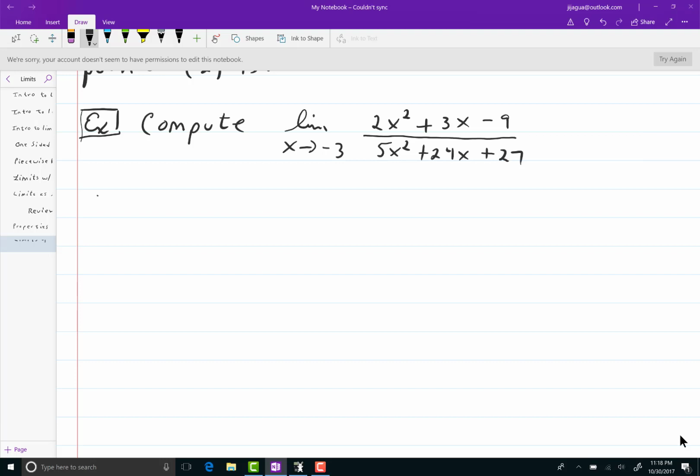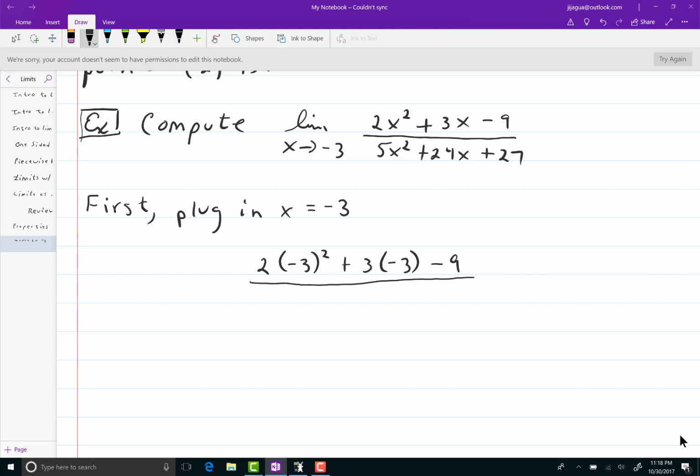To remind you, since this is a rational function, if -3 is in the domain, you can just plug it in. So that's always the first thing you try on these things. Try to plug -3 in wherever you see x and see what you get. So everywhere I see an x, I'm going to replace it with -3. So I get 2 times -3 squared plus 3 times -3 minus 9, all of that over 5 times -3 squared plus 24 times -3 plus 27.